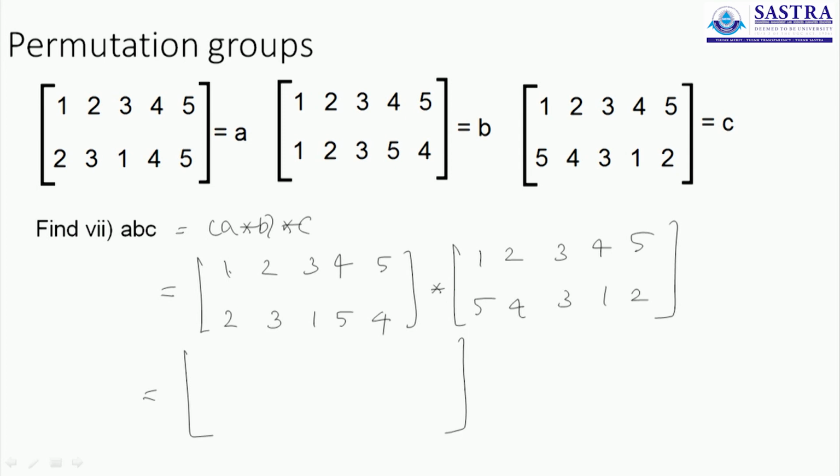So we'll have 1 to 2 to 4. So 1 is 4. 2 to 3 to 3. So 2 is 3. 3 to 1 to 5, so 3 is 5, 4 to 5 to 2, so 4 is 2, the last 5 to 4 to 1, so 5 is 1. So this is supposed to be A star B star C.